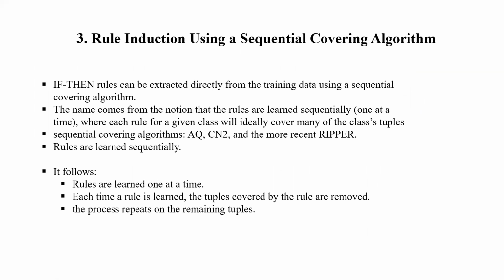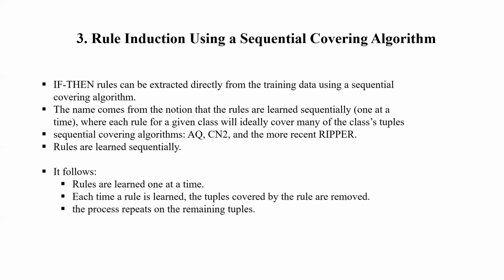Sequential covering algorithms have some main examples like AQ, CN2, and the more recent Ripper. Rules are learned sequentially. There are some steps the sequential covering algorithm follows. First, the rules are learned one at a time, which means at one time we learn only one rule.